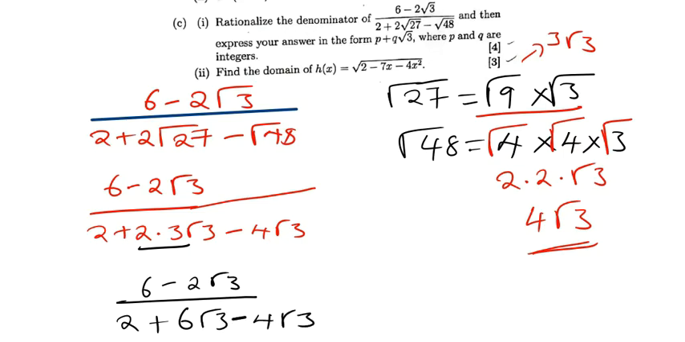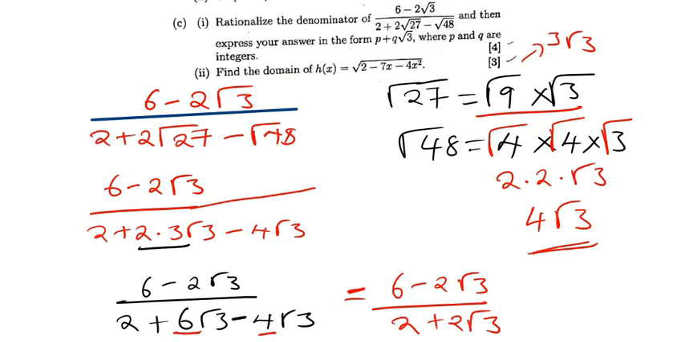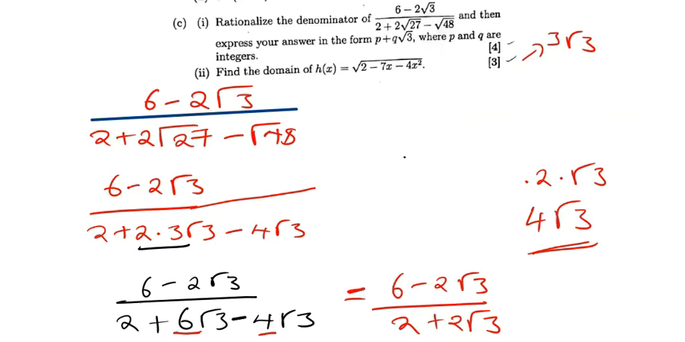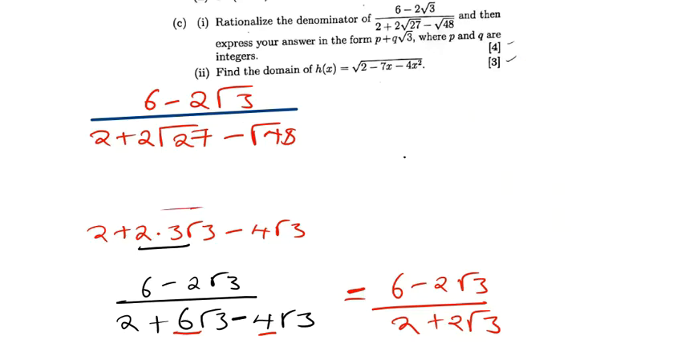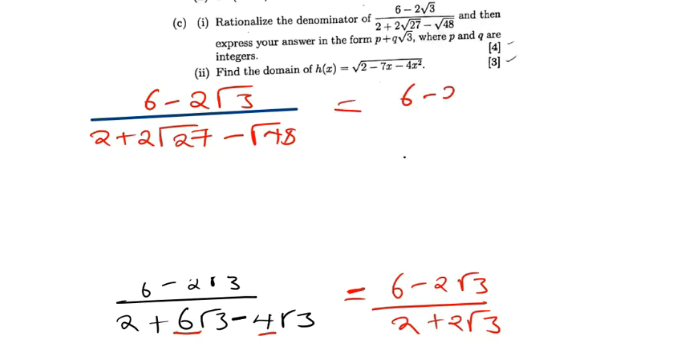You can see that these now become like terms. So we have 6 minus 2 root 3 over 2, and 3 root 3 minus 4 root 3 is minus root 3. We maintain the root of 3 and just focus on the numbers. At this point we have 6 minus 2 root 3 over 2 minus root 3. Now it is easy to rationalize. Just multiply by the conjugate.